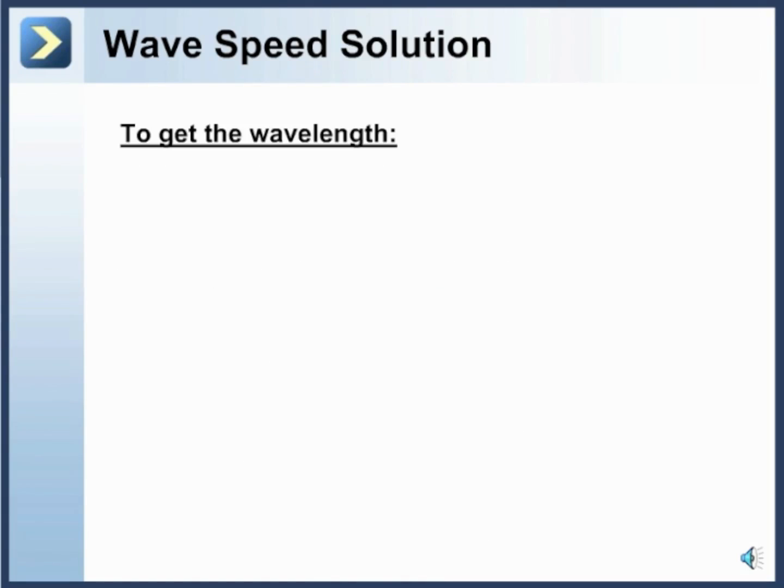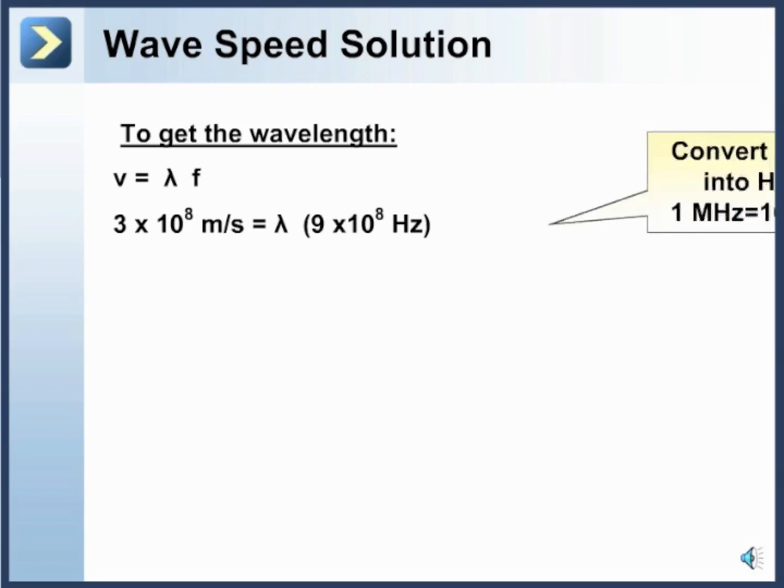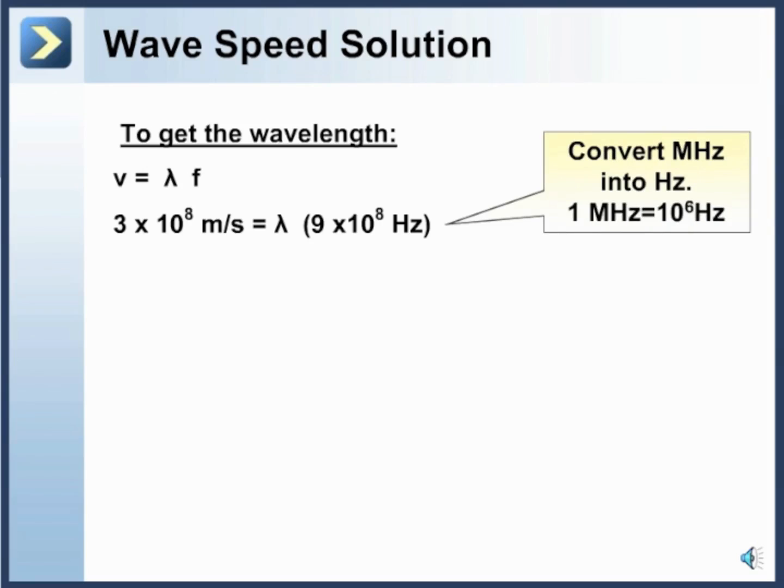Alright, to get the wavelength, v equals f lambda, same thing. And so 3 times 10 to the 8th meters per second equals lambda times 9 times 10 to the 8th hertz. Now why is it 9 times 10 to the 8th? Because we had to convert megahertz into hertz, and since 1 megahertz is 10 to the 6th, well, then 900 of that would give us 9 times 10 to the 8th. And therefore lambda is 0.33 meters.